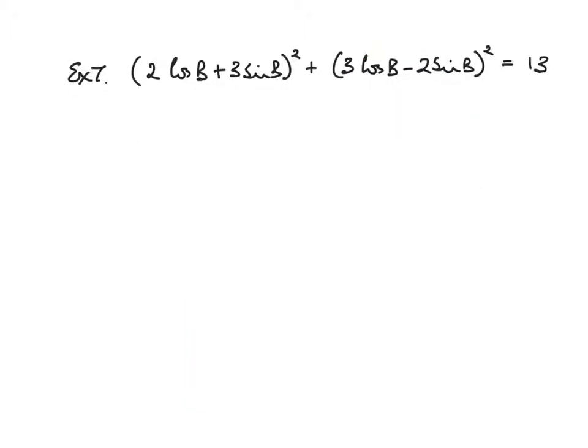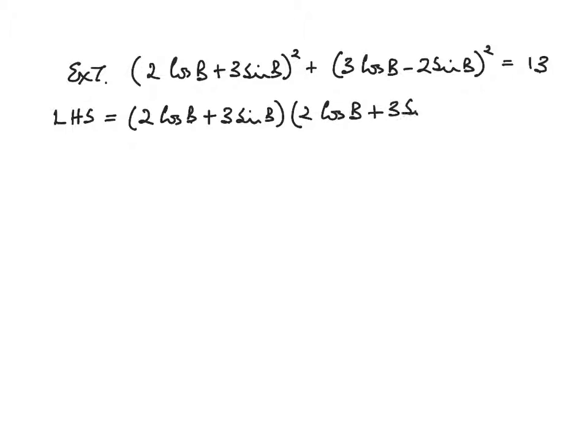Example 7, we want to show that the left and right hand sides are equal. Now, I've got quite a lot to do with the left hand side, so what I'm going to do is to start to expand. We'll just do it like so. So I'm going to write the double bracket. That's what the square means. We have 2 brackets multiplying.